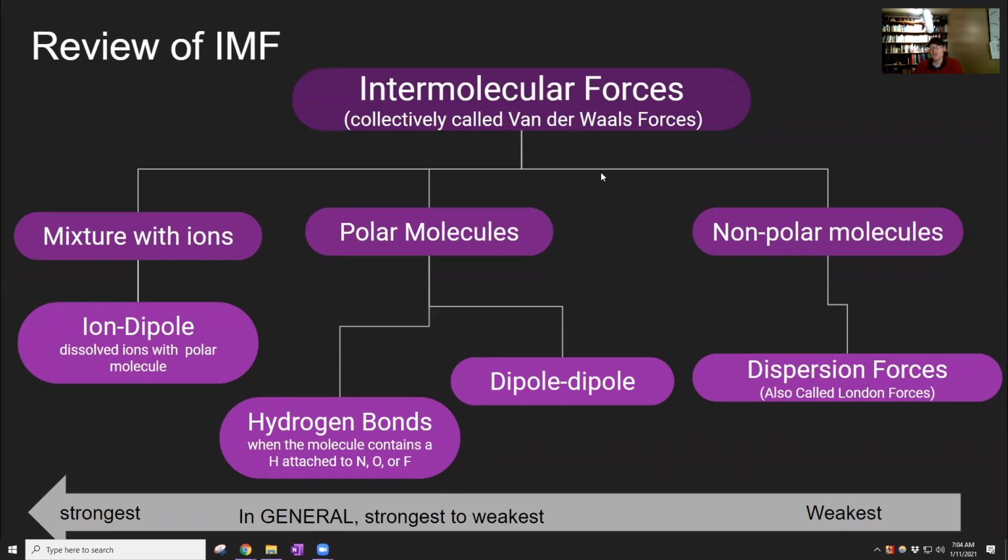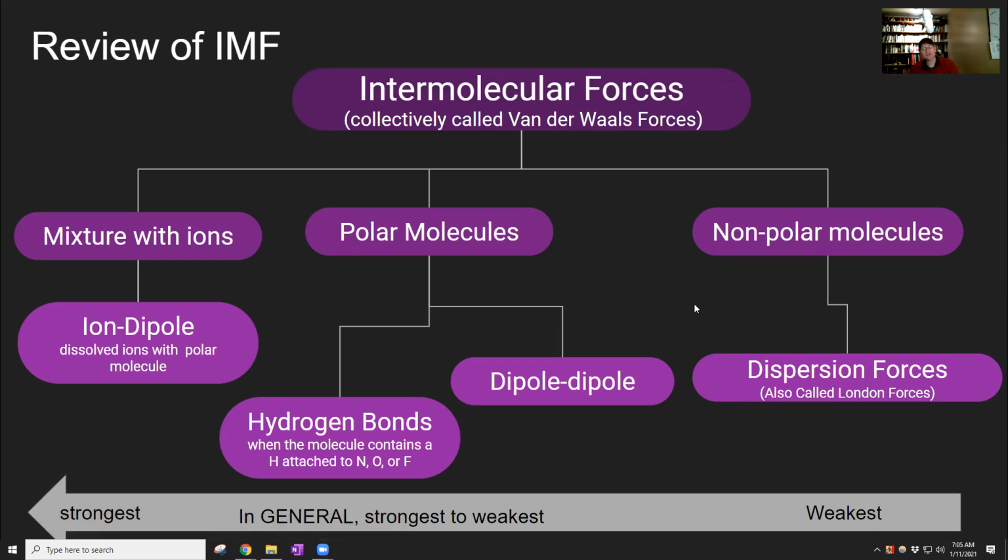Dispersion forces, again, also being called London forces. And the specific type of dipole-dipole attraction that has hydrogen attached to nitrogen, oxygen, or fluorine, which are the most electronegative elements on the periodic table, are called hydrogen bonds. Again, there's a generic trend of going from strongest to weakest that is listed on the screen.